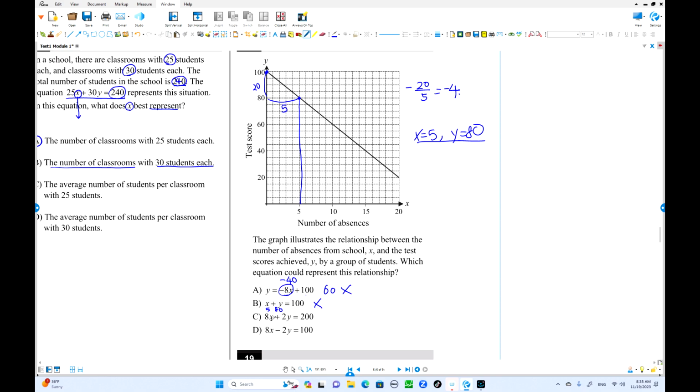This is x is 8, 5 is what? 8 times 5 is 40, and plus the y is 16. Right? 80 times 2 is 160. Yeah, that equals 100. That's not working, okay? Choice C is the answer.